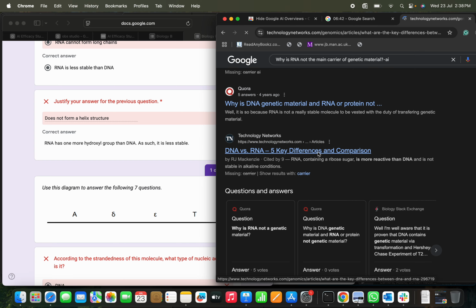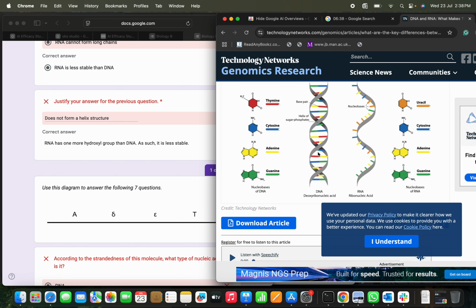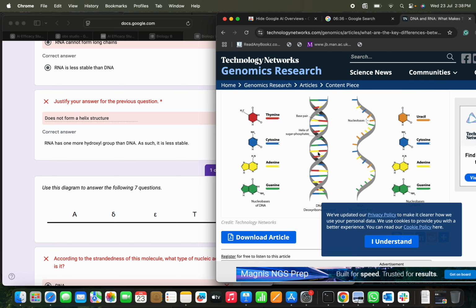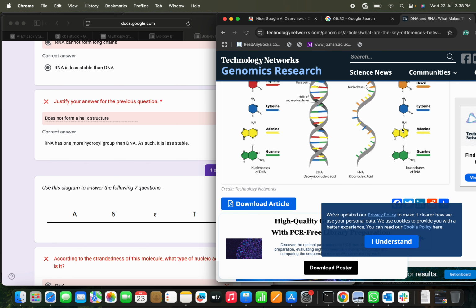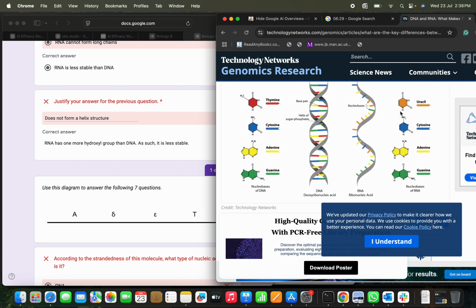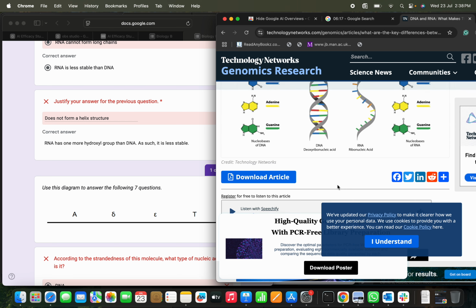Let's find this article here. So DNA has a base pair, helix. RNA is a single strand. So it has U. DNA has thymine, cytosine, adenine, and guanine. Oh, it's UCAG versus TCAG. What's this hydroxyl group?